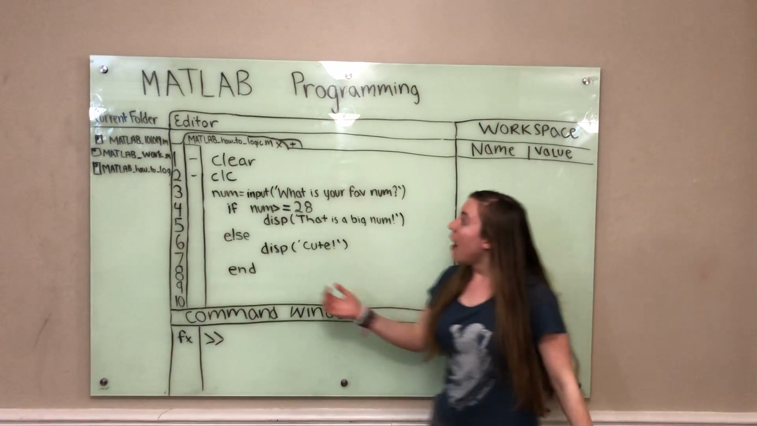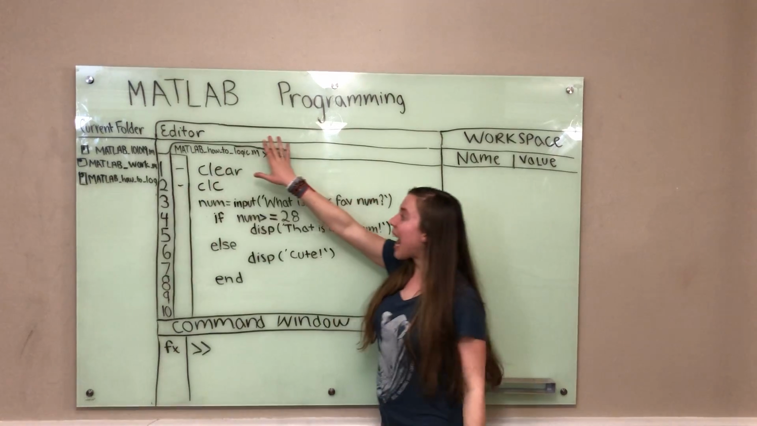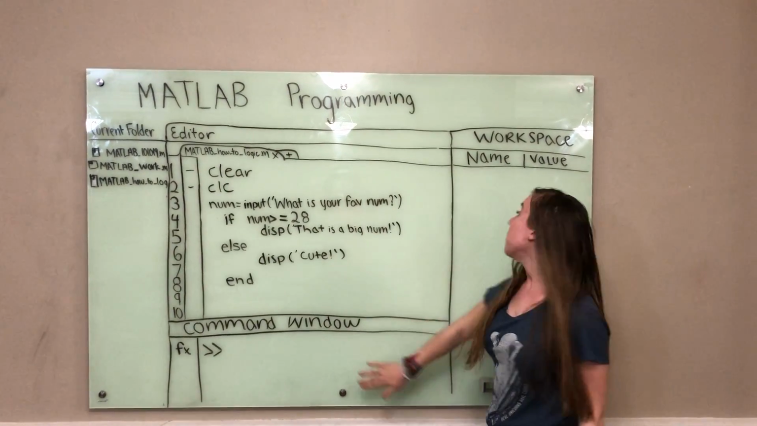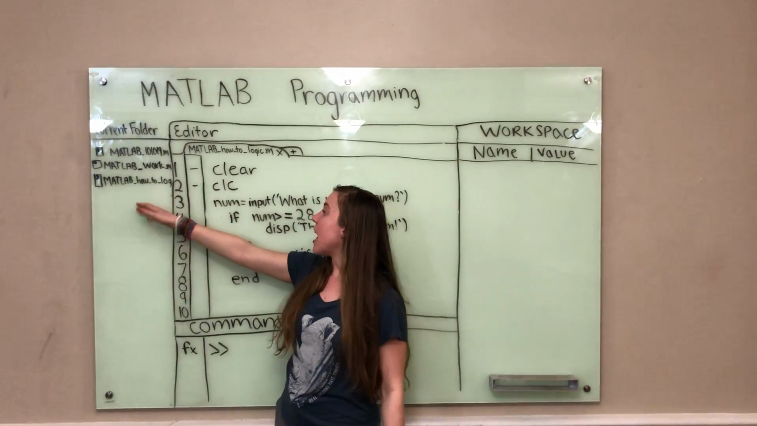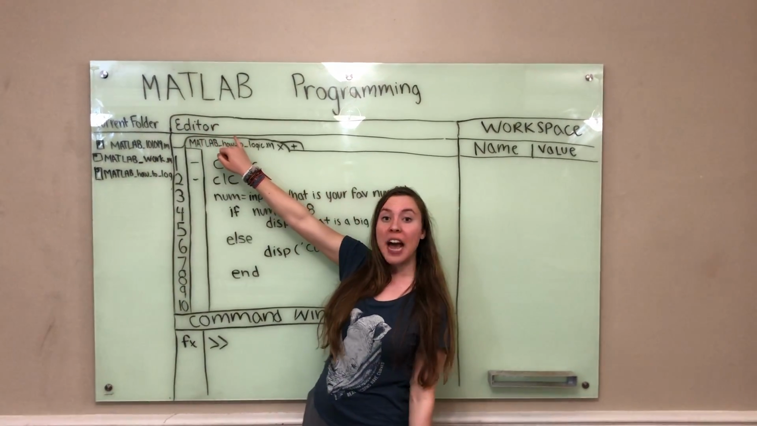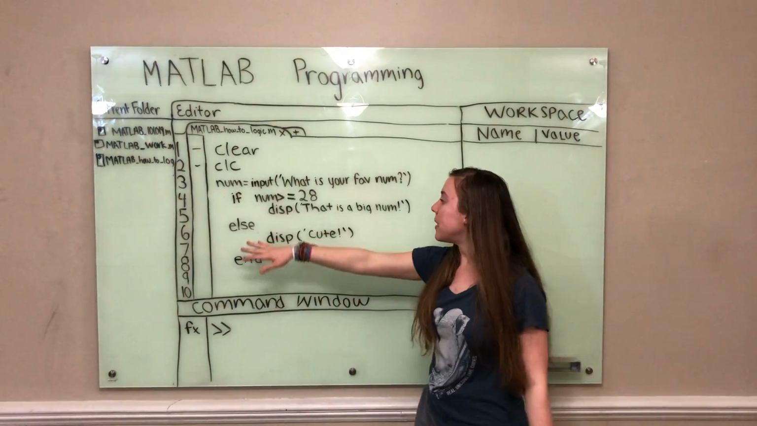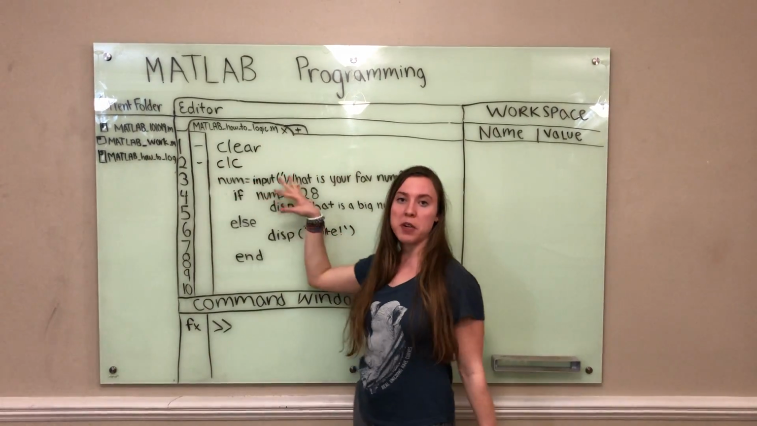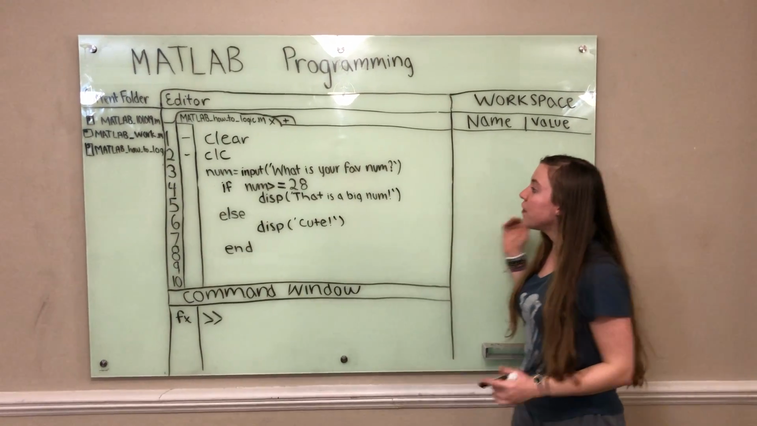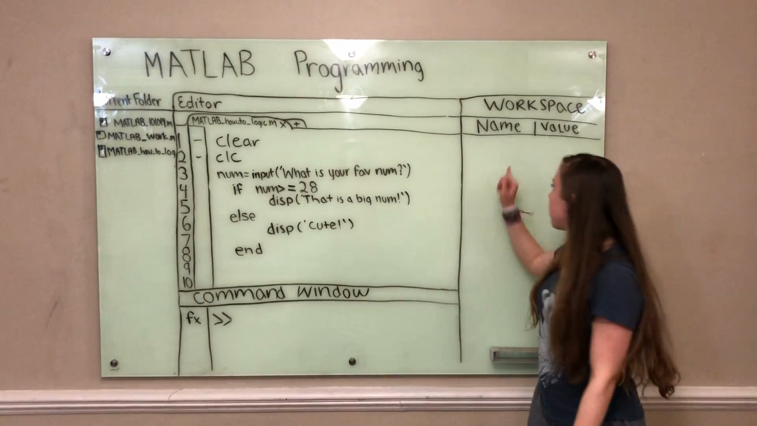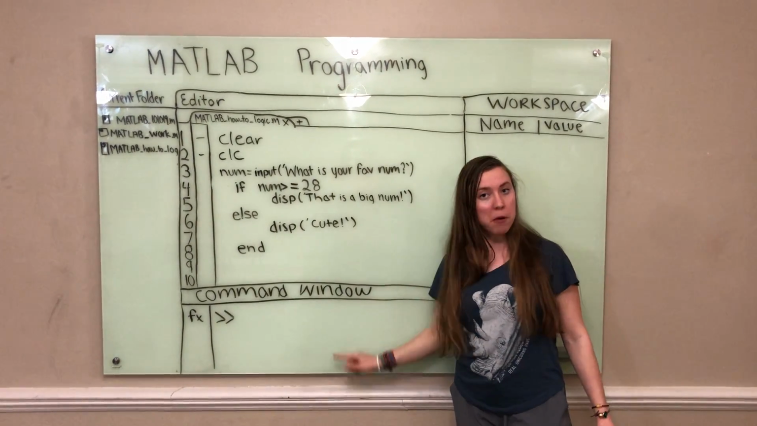On MATLAB, they have something called a current folder, an editor, command window, and a workspace. A current folder is where you have all of your current folders. If you click on one of these, it'll pop up in your editor, and then you can save this, and it'll go back to your current folder later. But this is so that you can constantly go back to your work. This is the workspace. This is where your variables are saved. So for example, our variable num will pop up right here when we run the program. And this is our command window. This is where the program runs.